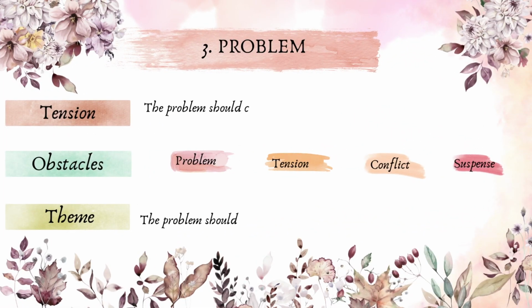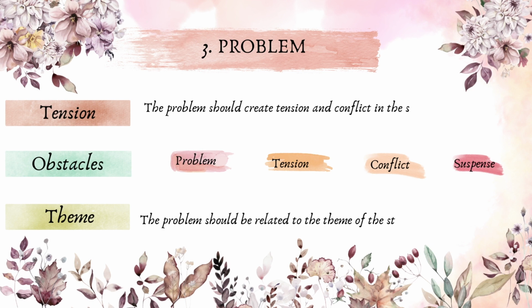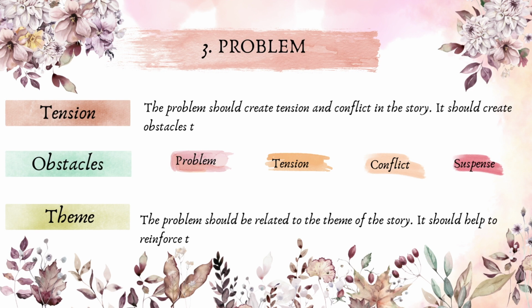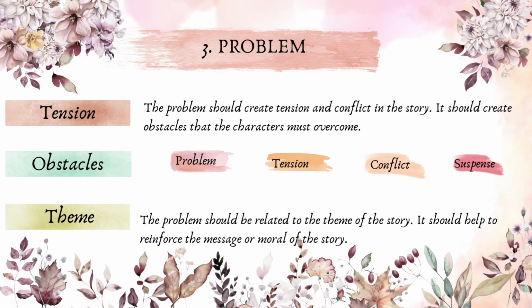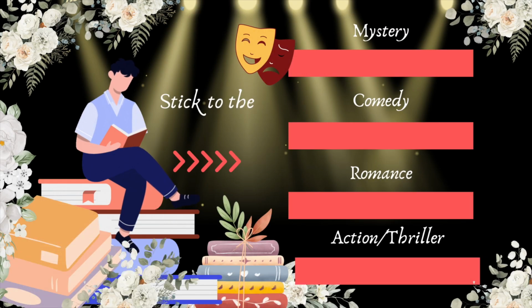Tension. The issue should lead to conflict and tension in the narrative. The character should encounter challenges as a result. Obstacles. The protagonist should face challenges as they attempt to solve the issue. These challenges ought to be connected to the issue at hand, heightening the story's suspense and conflict. Theme. The issue should be connected to the story's topic. It ought to aid in reiterating the story's lesson or moral.